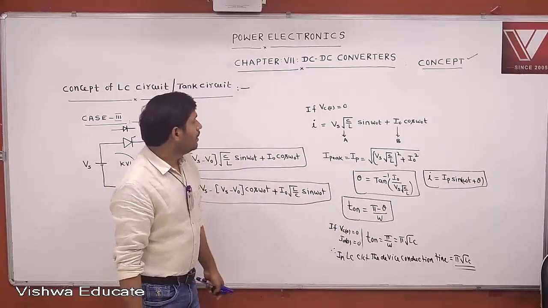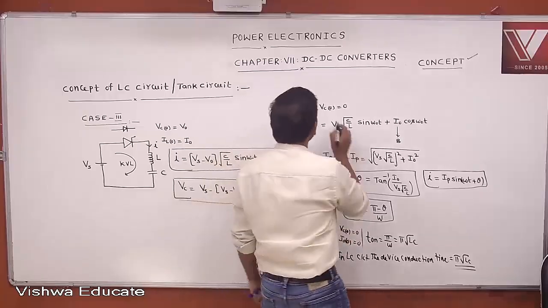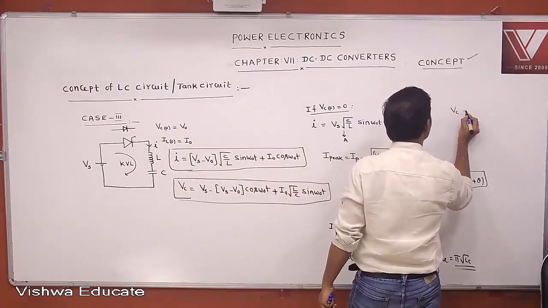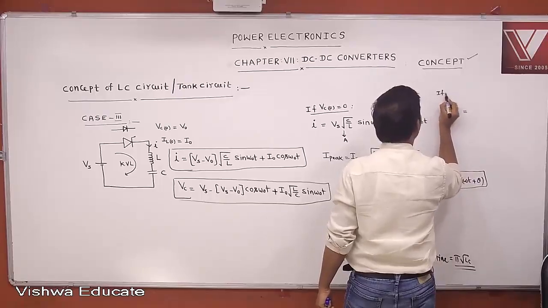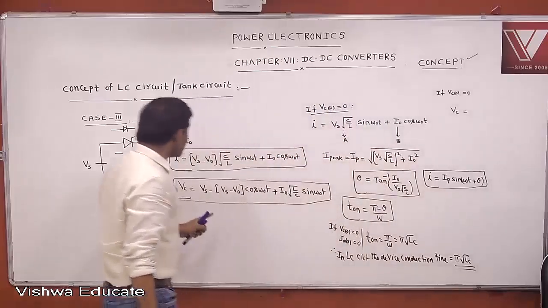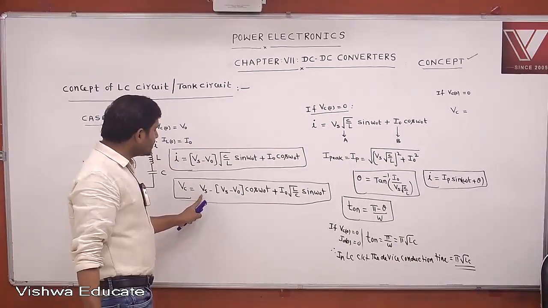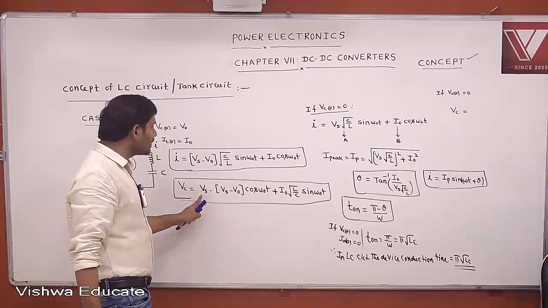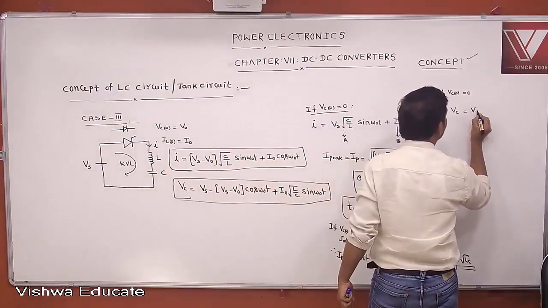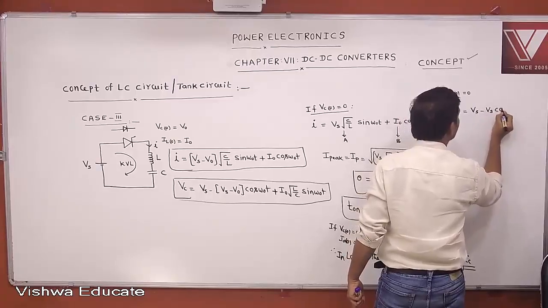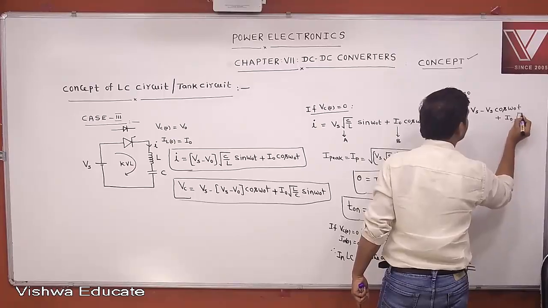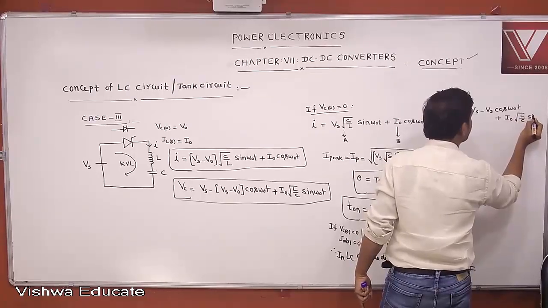Clear? Okay. Now, similarly, if Vc of 0 equal to 0, the initial voltage across the capacitor is 0, then what is the voltage across the capacitor? Vc is Vs minus Vs cos omega naught t plus I naught into square root of L by C into sin omega naught t.